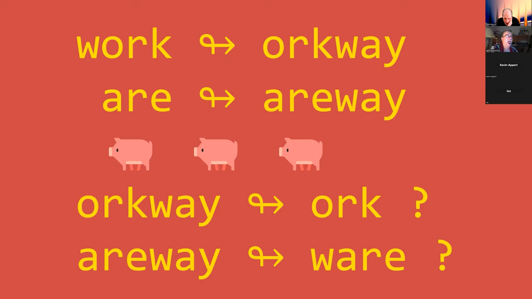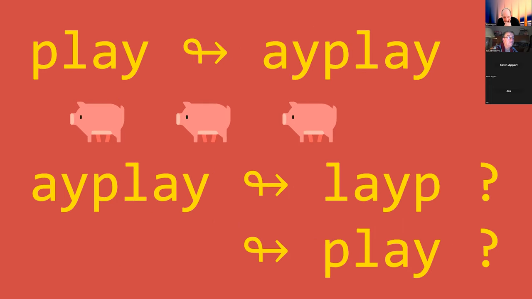Not every combination has an unambiguous conversion back, right? So R way could be either where or R. And multiple consonants make this even harder. If you've got, you know, a play, is it lape or play? Well, this one is at least something you can resolve a couple different ways.